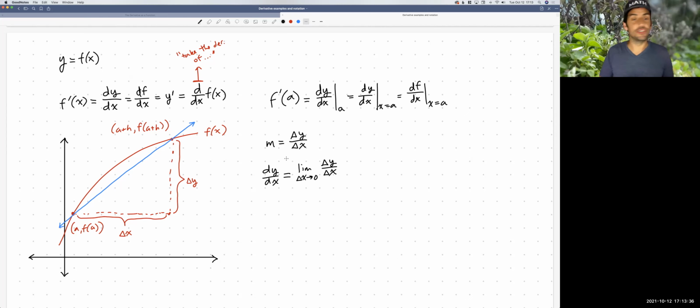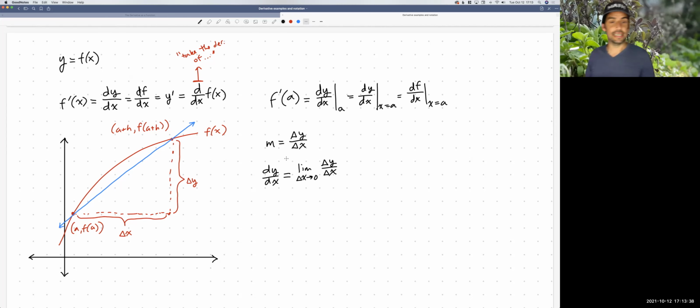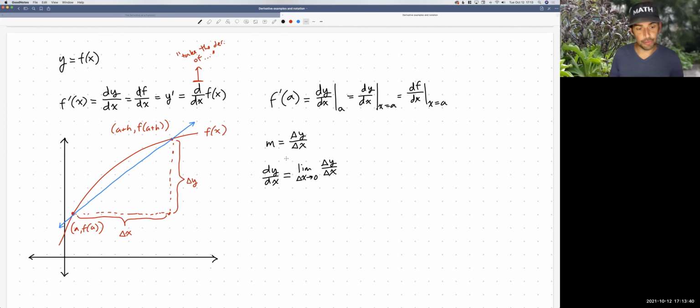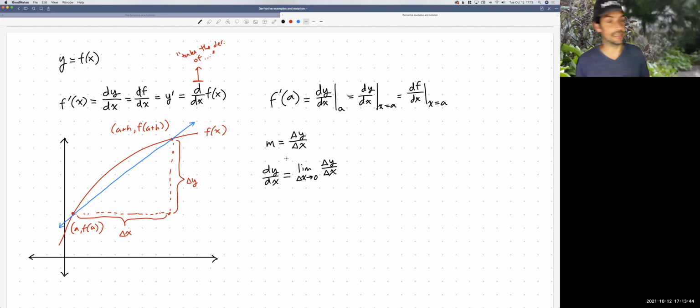It seems like a ton of notation. We're going to be using it a lot, and if you're practicing and working with it and watching other people work with it, it tends to sink in pretty quickly.